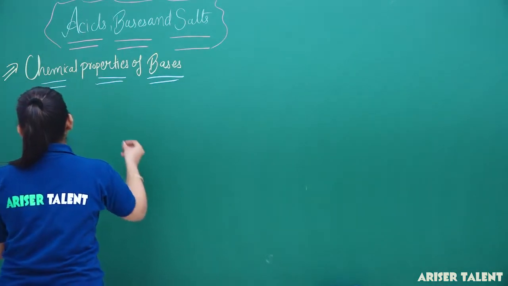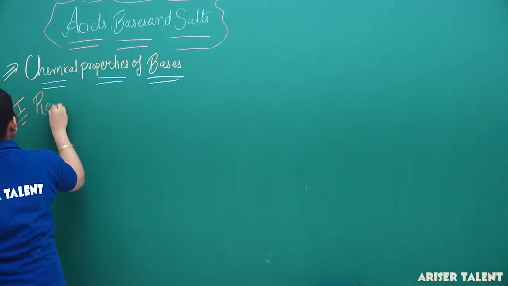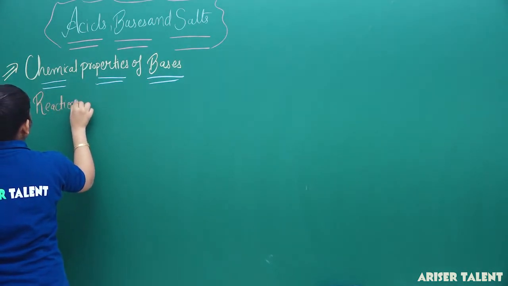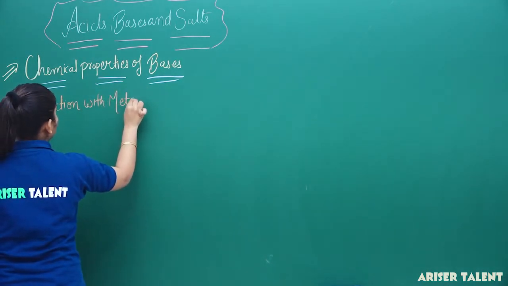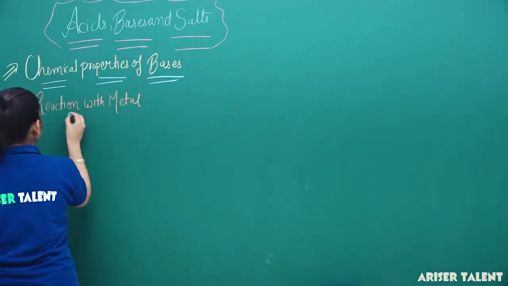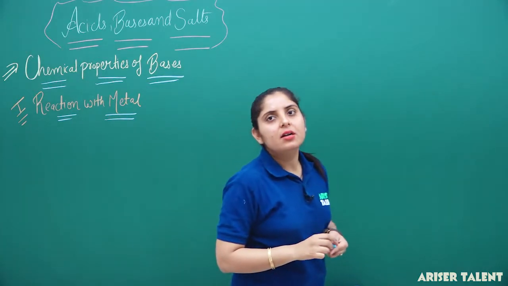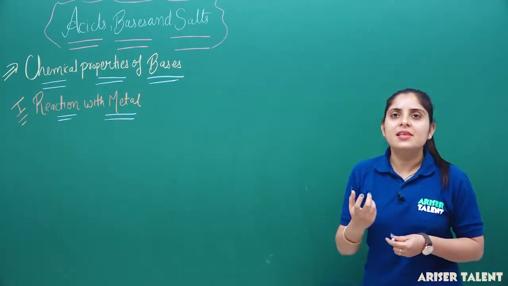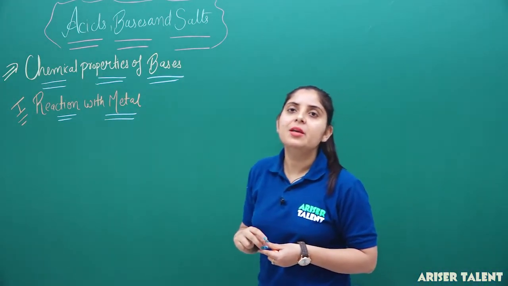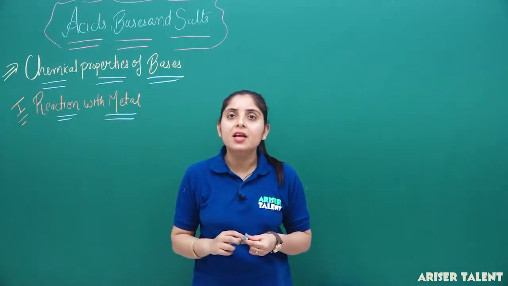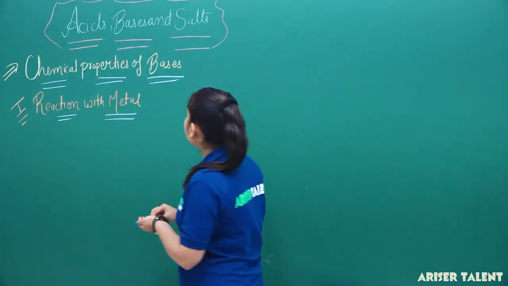So, our first category is reaction with metal. Some metals like zinc, tin (stannous), and aluminium have the capability to react with the bases and form the corresponding salt, with the evolution of hydrogen gas. Now, what happens in this reaction?